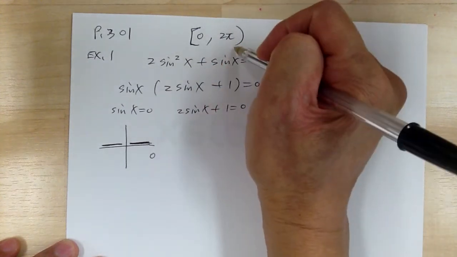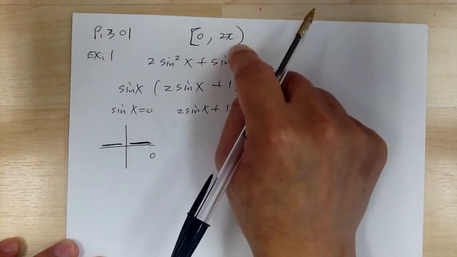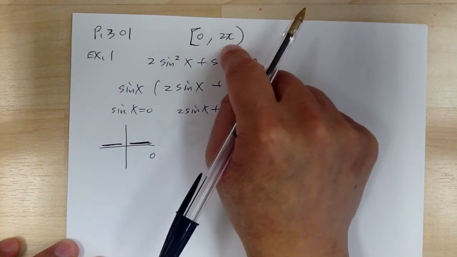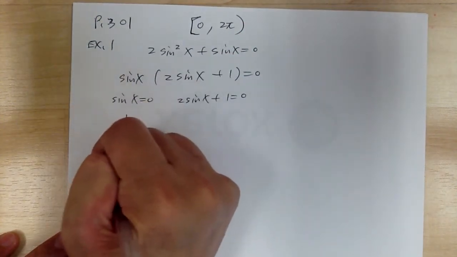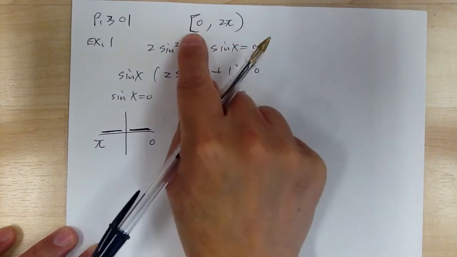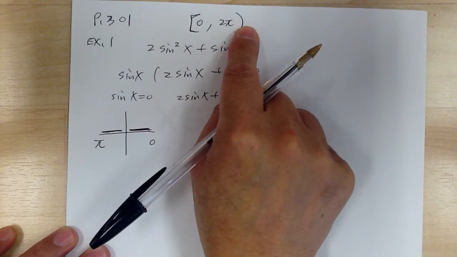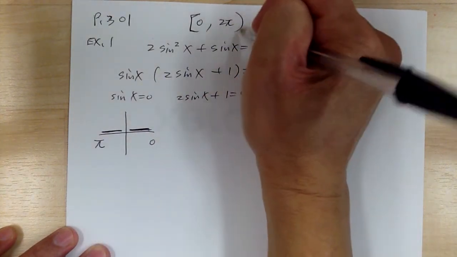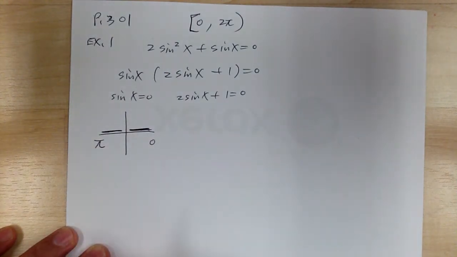If this is a bracket, then the answer will be 0 and 2 pi for here. But if it's parentheses, it does not include 2 pi, so you only get 0. Over here, this is pi. So you have to watch whether it's a bracket or parentheses. Again, bracket means include, parentheses means does not include. So if this is a bracket, then your answer would be 0, pi, 2 pi. Just be aware of that.